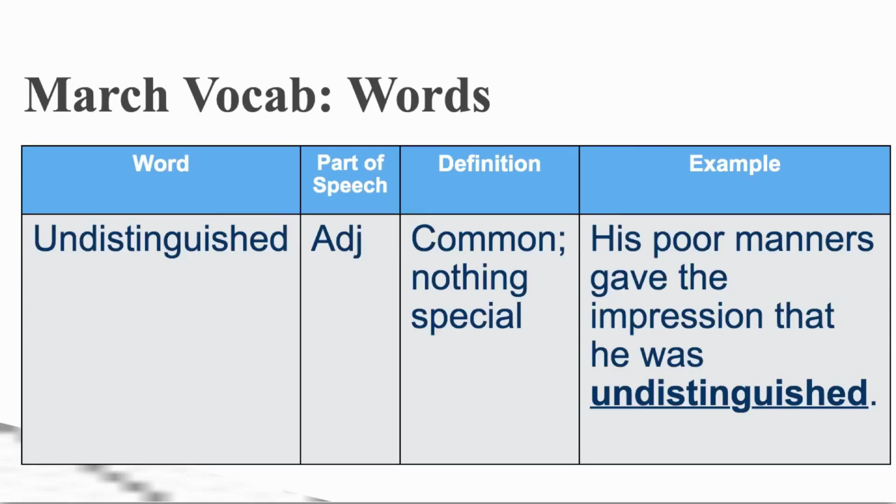Undistinguished is the next one. This is an adjective, and it means something that's common or nothing special. So if you are distinguished, or if something is distinguished, it's special. It stands out from the crowd. Undistinguished means it doesn't. Example, his poor manners gave the impression that he was undistinguished. He was just a common person. He didn't really have great grooming or great manners.